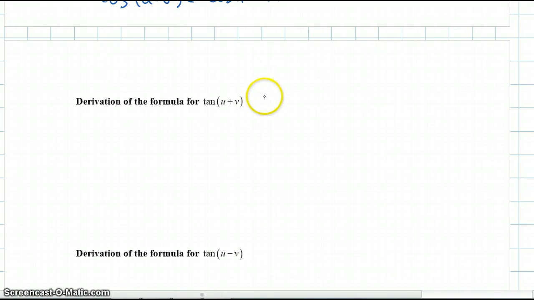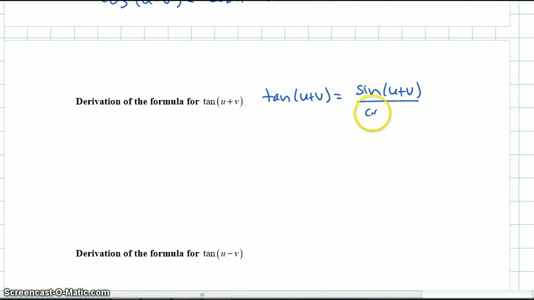We can say the tangent of u plus v is equal to the sine of u plus v divided by the cosine of u plus v. As long as we have an angle, tangent of theta equals sine theta over cosine theta. So even if it's two angles being added together, sine of u plus v over the cosine of u plus v, as long as the angles are the same, that's equal to the tangent of that.